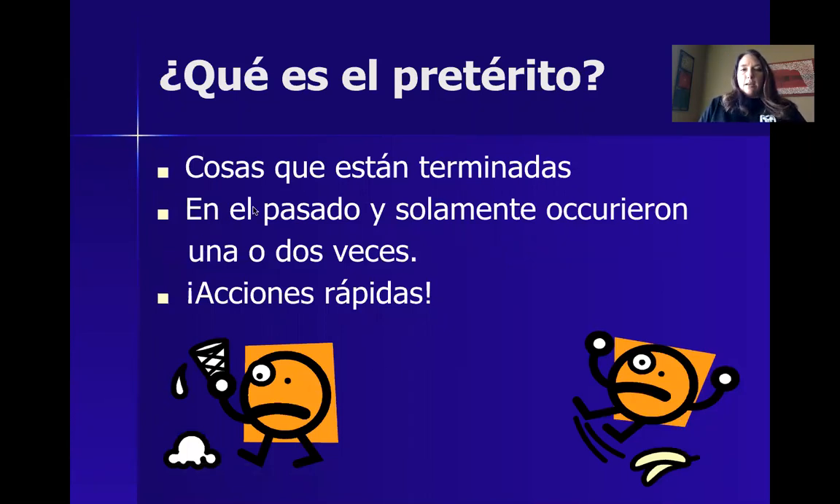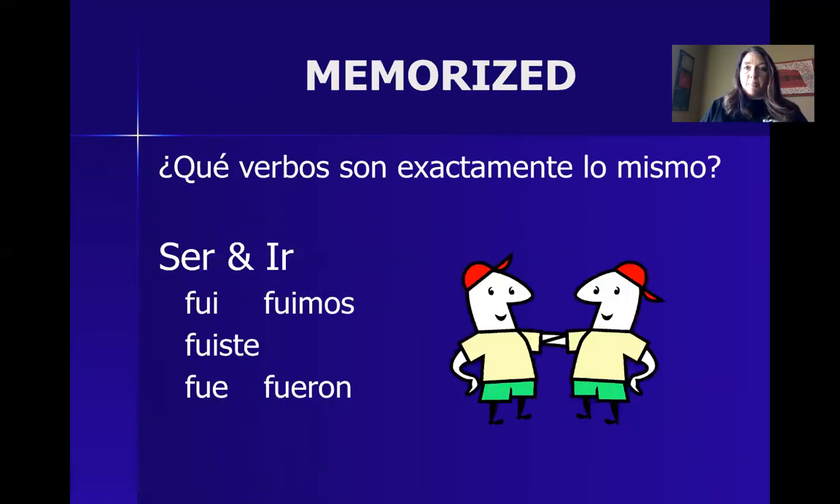Notice that I said here in Spanish, there are things that are finished in the past, and they have only occurred once or twice. They're fast actions, okay? Why am I telling you this? Because actually there are 2 past tenses. In Spanish 2, our goal for now until the end of AE learning is going to be learning and trying to master this first past tense, okay? So we're going to start with our first verb.